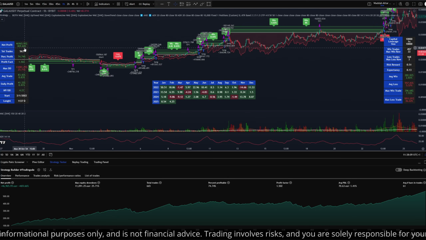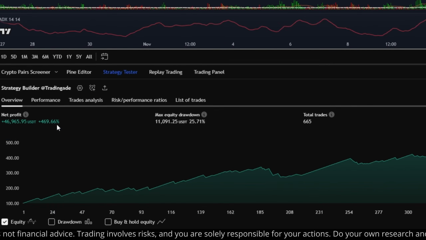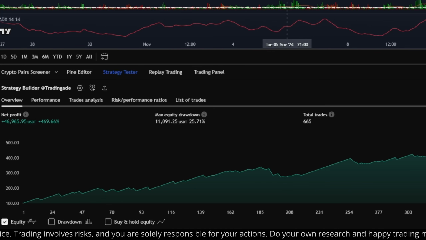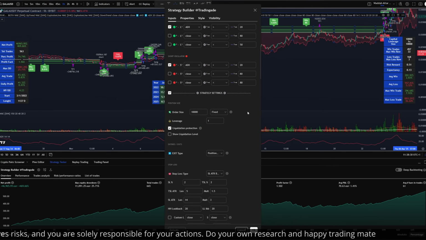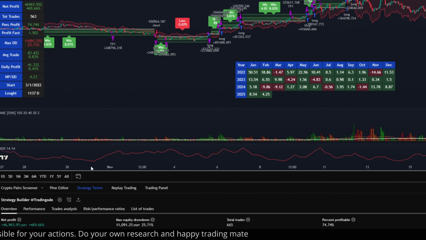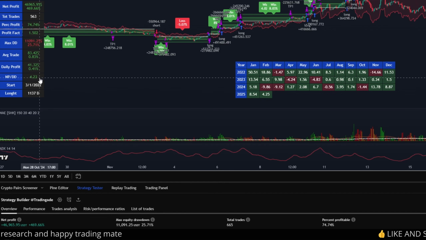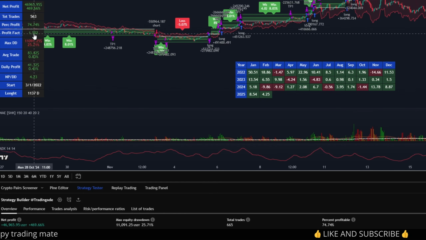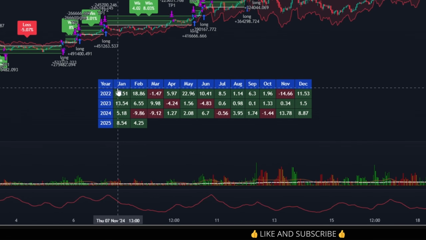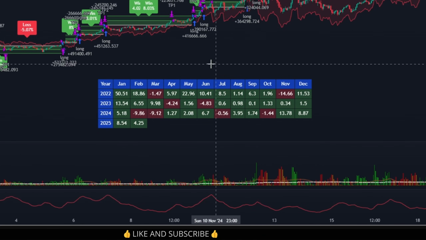We have a total closed trades of 563. The net profit is 469%. It's not so high, but we should consider that I didn't apply any leverage. Max drawdown 25.71%, net profit/drawdown 4.23, which is on the average, profit factor 1.5. We are backtesting more than 3 years, as you can see from the monthly table. We have very few losing months, the others are all profitable.